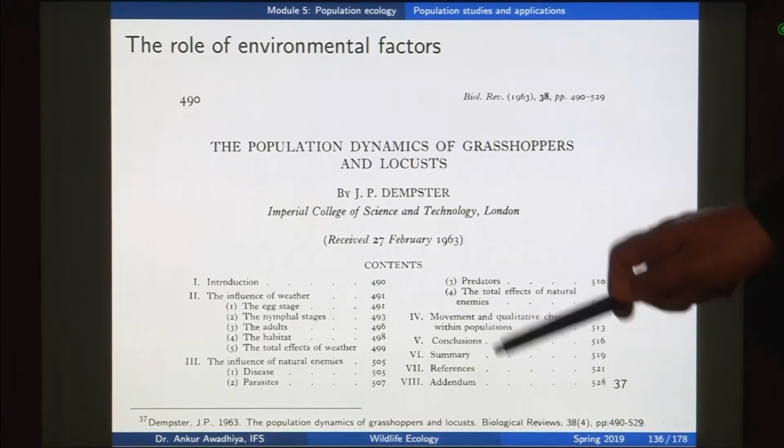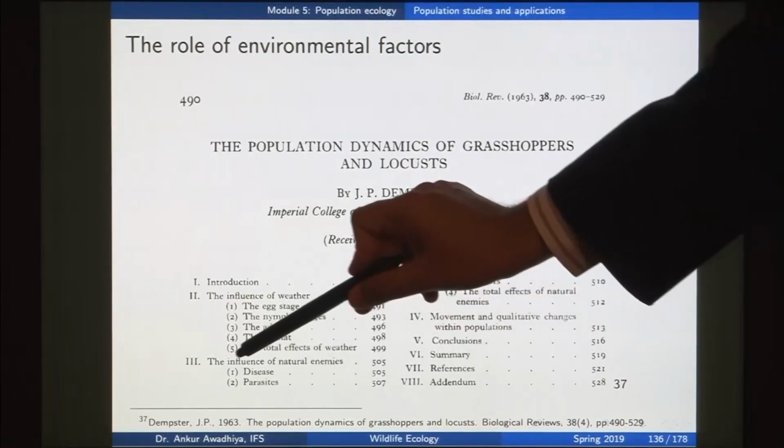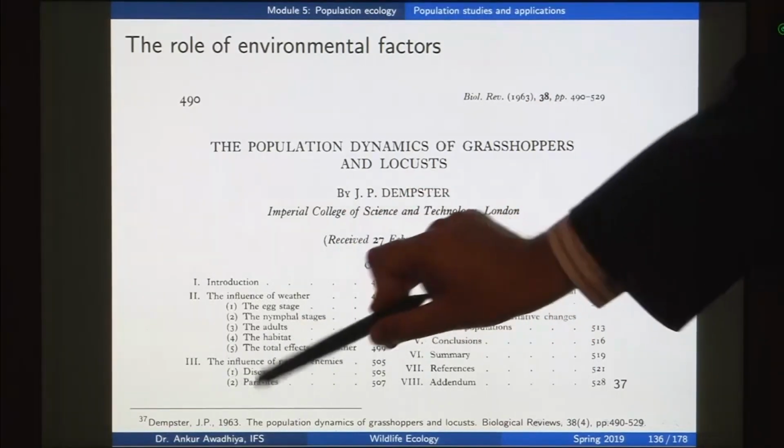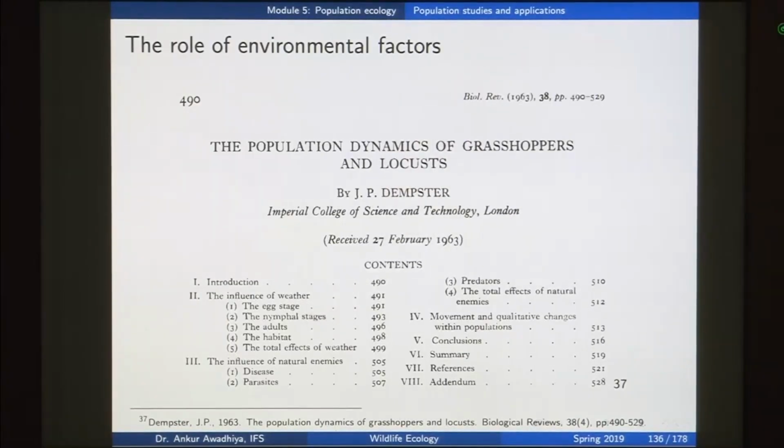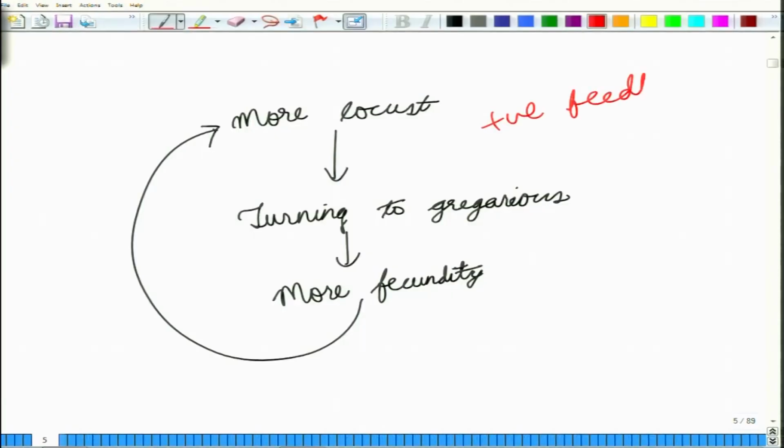If we look at the community level interactions, there are certain diseases, there are certain parasites, there is some predation, which is leading to some amount of changes. Now, if this phenomenon went on again and again, because you have a positive feedback loop.